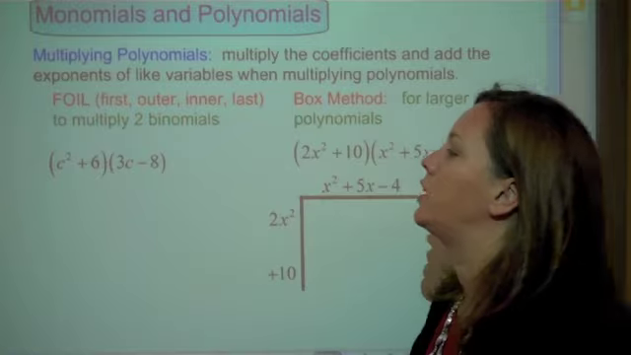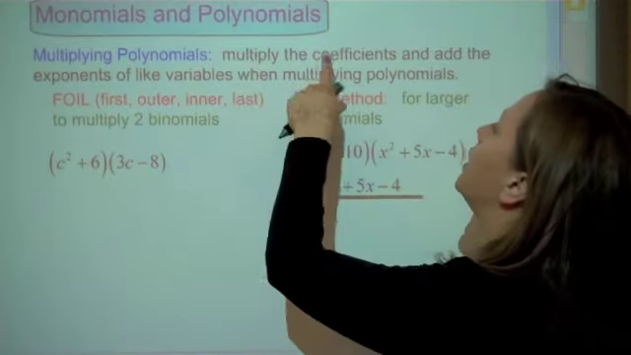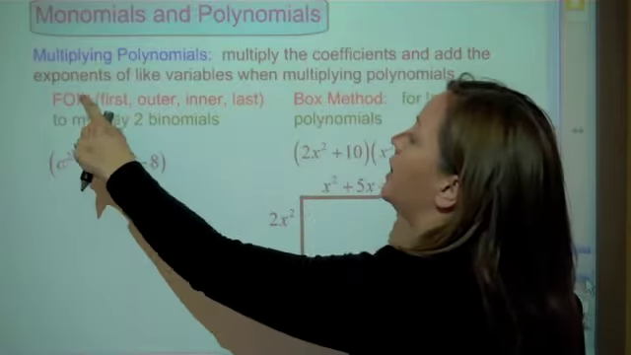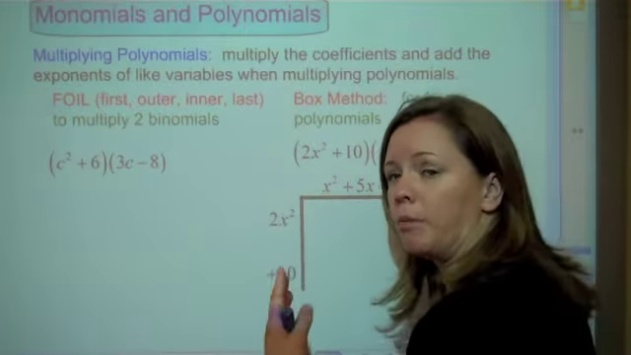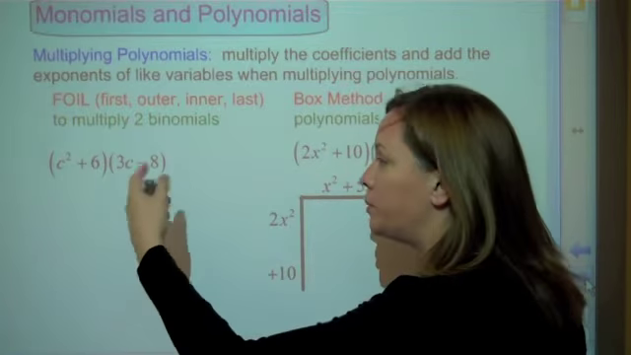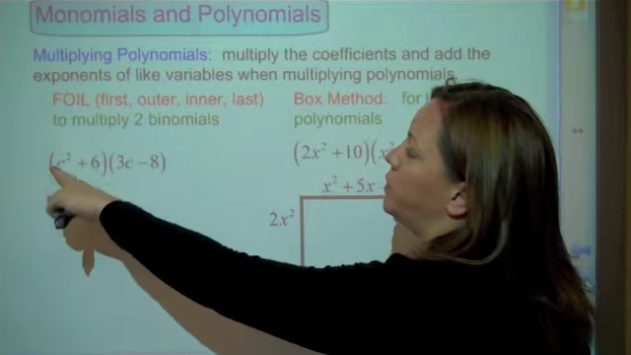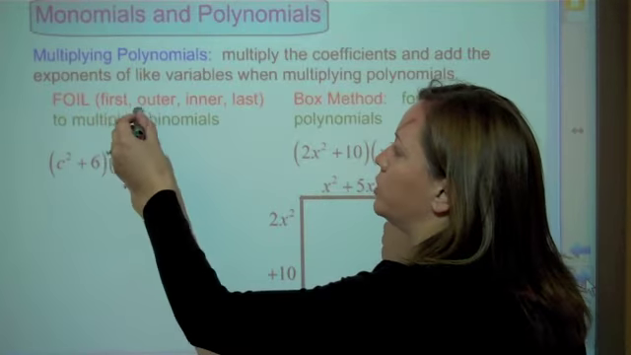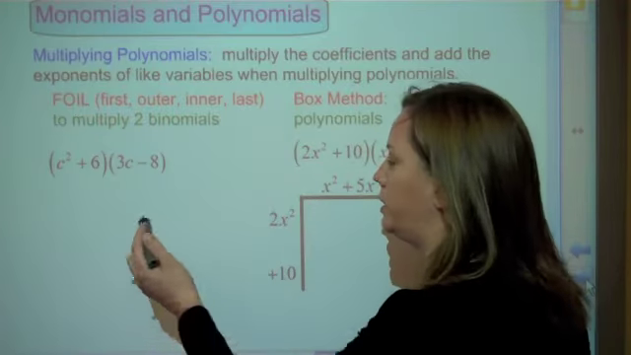Okay, let's talk quickly about multiplying. When we multiply polynomials, we want to multiply the coefficients and add the exponents of like variables when multiplying. So one example of multiplying two binomials, a lot of times we think of FOIL, which is to multiply the first terms together, the outer terms together, then the inner terms together, and then the last terms together. So let's take a look at an example.